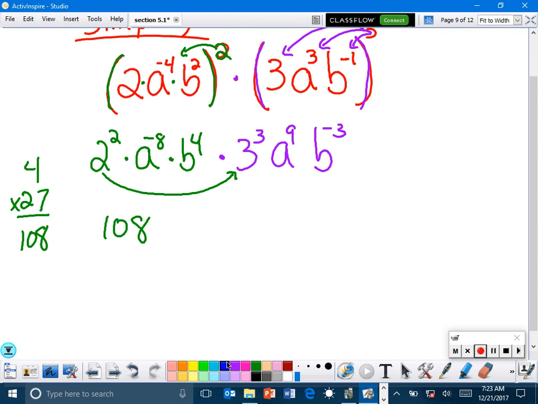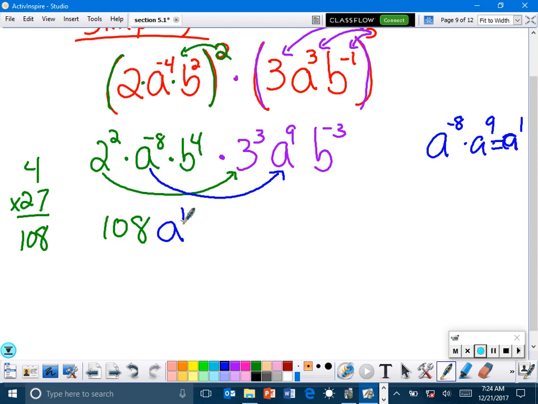Now, a to the negative 8 and a to the 9th. Okay, a to the negative 8 times, whoops, let me rewrite that. That's horrible. A to the 9th. Okay, the rule here says I can add these two together. Okay, well, negative 8 plus 9 is 1. So that's a to the first power.